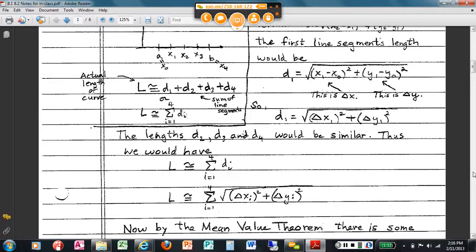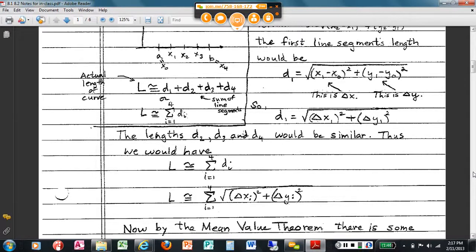And so the length, if we add all those up, sum up the d sub i's, d sub 1, d sub 2, d sub 3, d sub 4, that's approximately the length of that curve. Now it's a very chopped up curve there, but nonetheless it does give an estimation of that. And so replacing, each d sub i would be the square root of delta x sub i squared plus delta y sub i squared. You with me? Just replacing some of those things. So i runs 1 to 4.